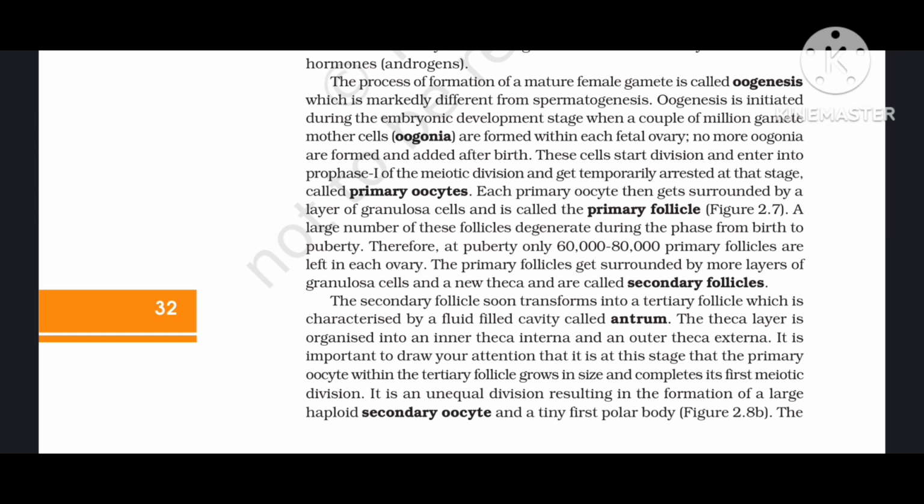Therefore, at puberty, only 60,000 to 80,000 primary follicles are left in each ovary. The primary follicles get surrounded by more layers of granulosa cells and a new theca and are called secondary follicles. The secondary follicle soon transforms into a tertiary follicle, which is characterized by a fluid-filled cavity called antrum. The theca layer is organized into an inner theca interna and outer theca externa.